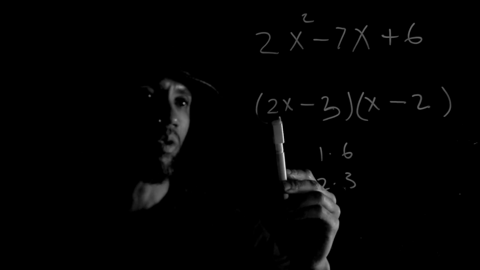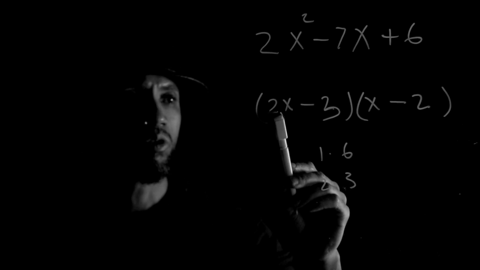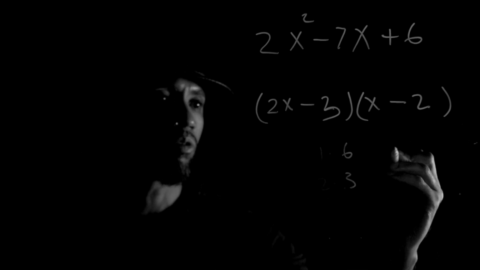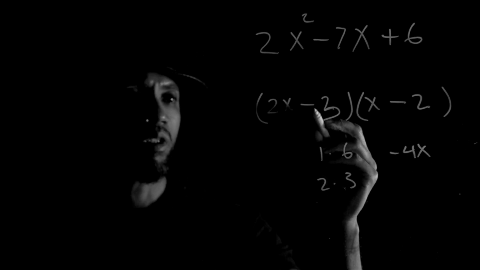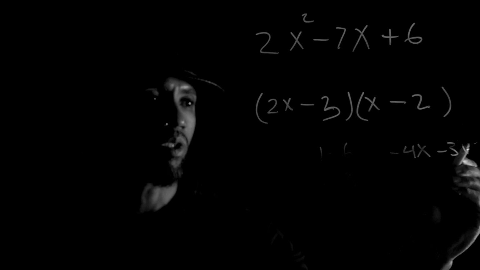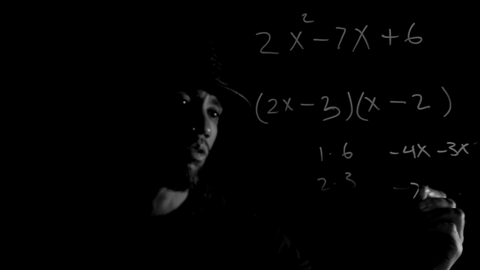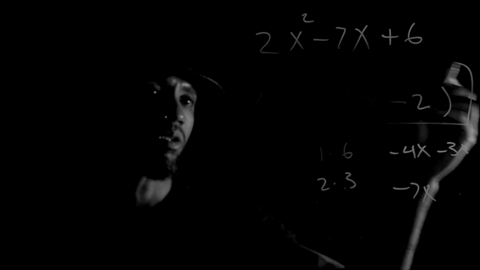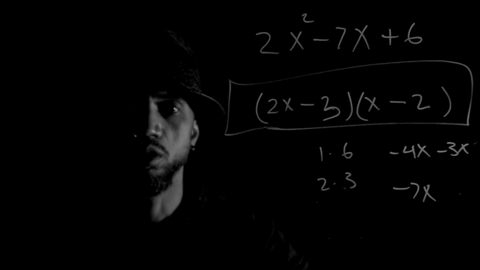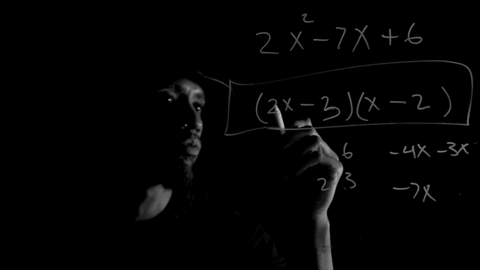Start from the beginning. 2x times x is 2x squared. 2x times negative 2 is negative 4x. Negative 3 times x is negative 3x. Does that equal negative 7x? Indeed it does. So we found a winner. Winner, winner, chicken dinner.